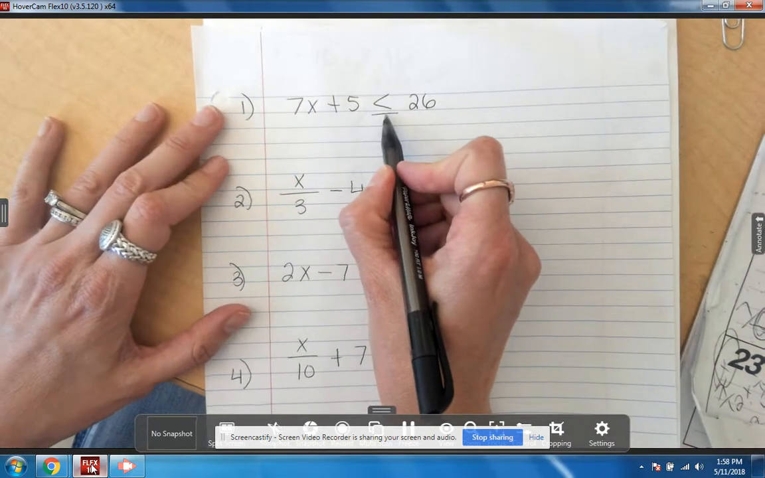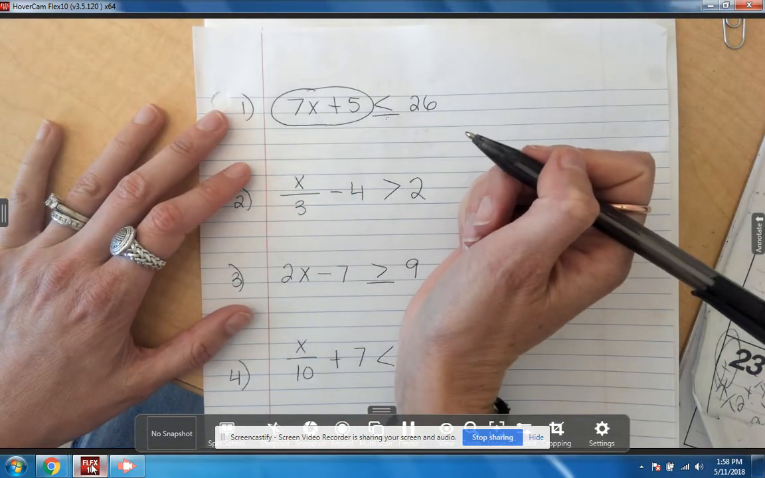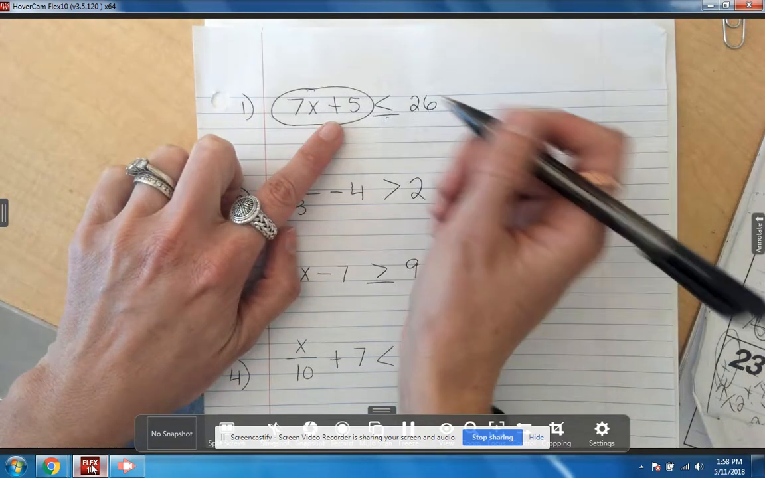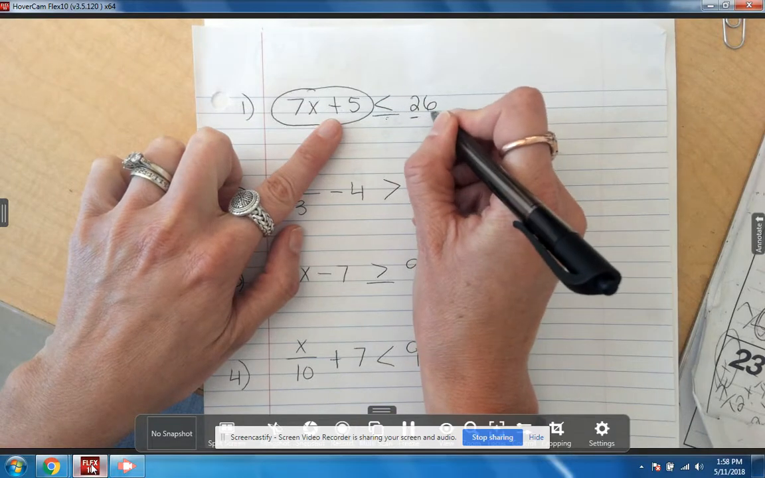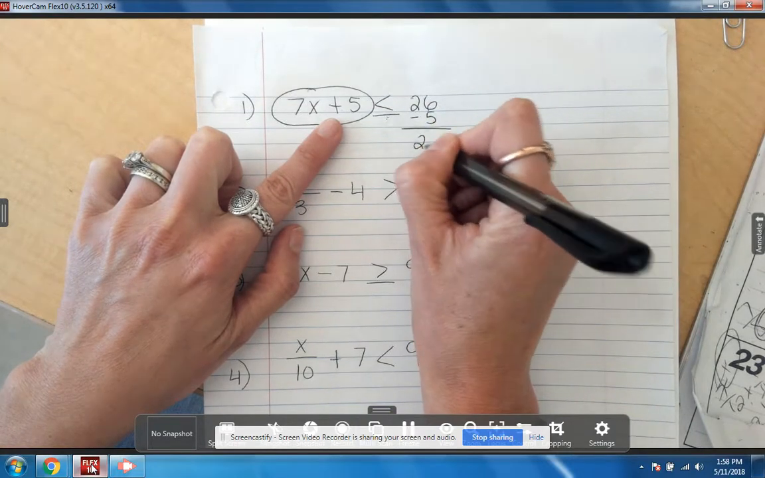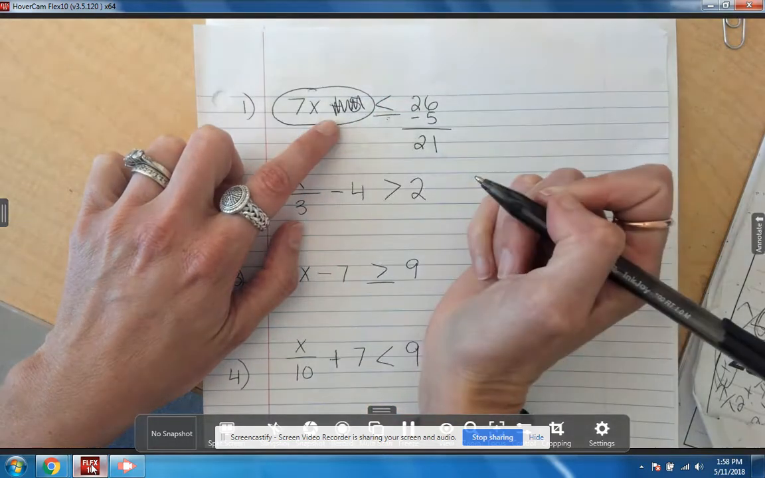So here's the center of my problem. I'm circling the side with the variable. Step 1 is to find the adding or subtracting that's happening in the problem. They're adding 5. I do the opposite of that, which is subtracting 5 on the other side. That brings me to 21. And then a helpful step is to cross out the plus 5 to know that you did it.